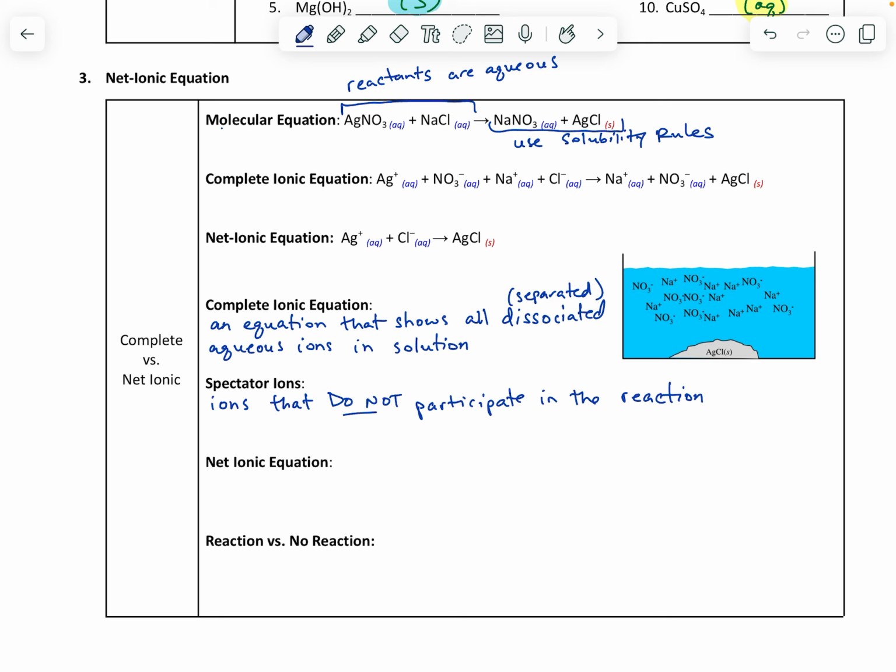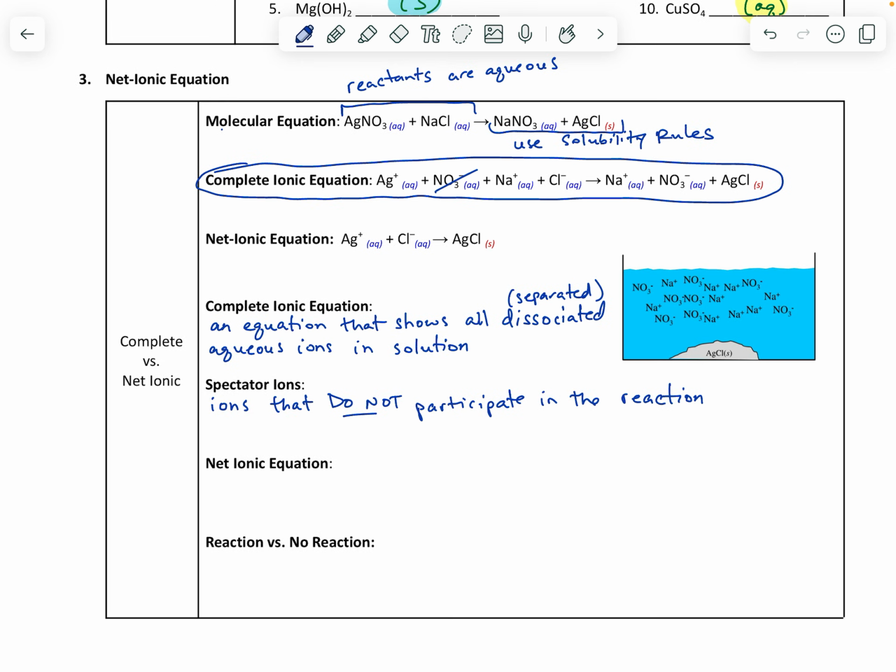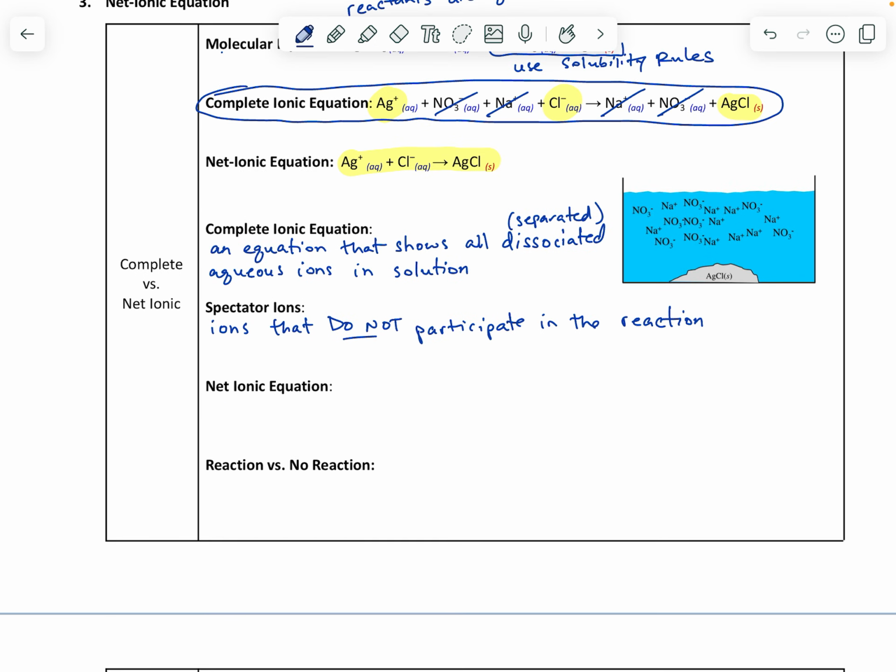If I look at this complete ionic equation, where I've separated everything out, I try to see which ions show up on both sides by themselves. What I see is that there's this nitrate ion that on both sides does not have a partner, as well as this sodium ion. But the other two ions on the reactant side, silver and chlorine, come together and create the silver chloride, which brings us to our net ionic equation, which takes those ions that actually participate in the reaction and creates our precipitate.